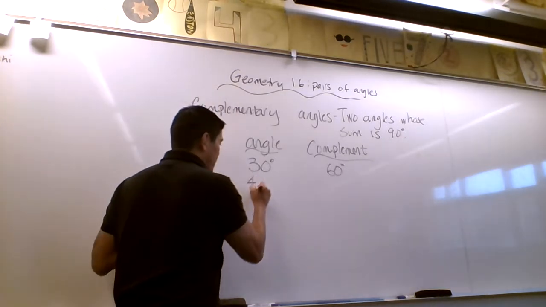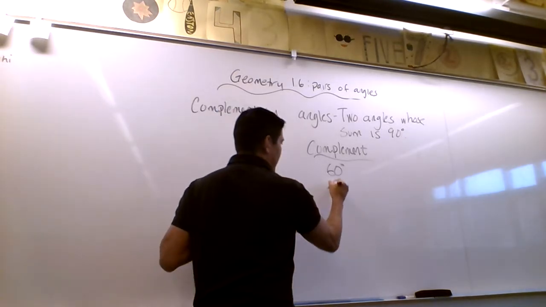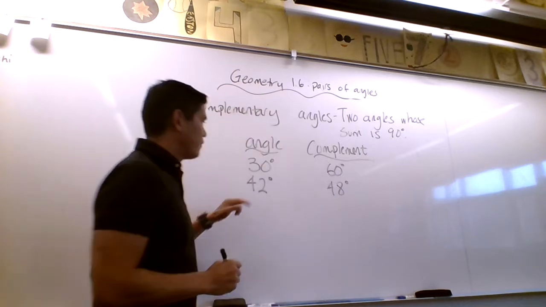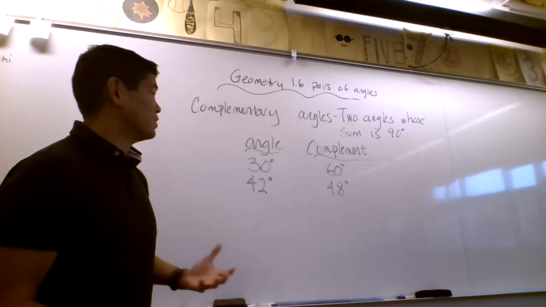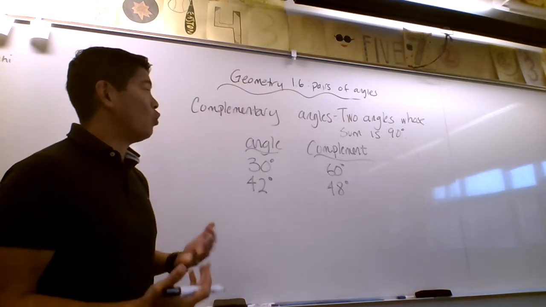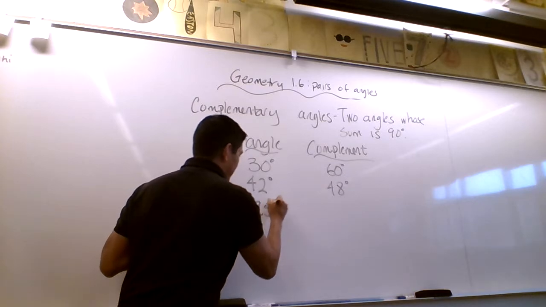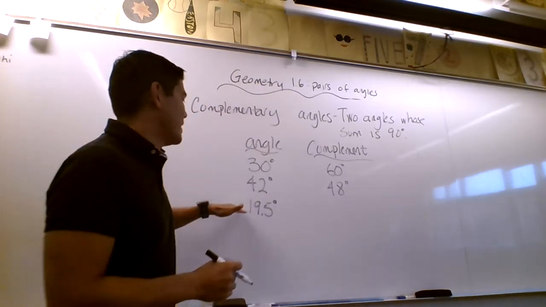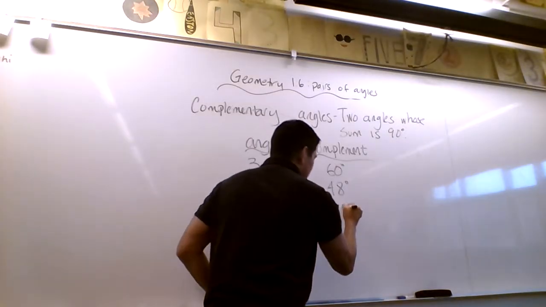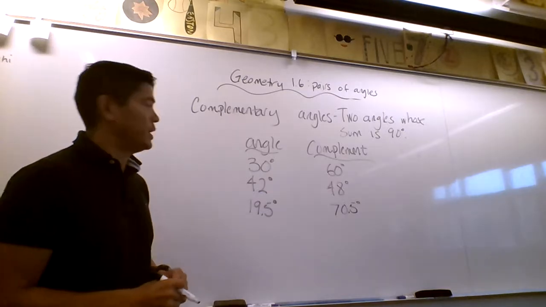Okay? For a 42-degree angle, the complement would be 48 degrees. 42 degrees plus 48 degrees is 90 degrees. An angle does not have to be a whole number of degrees. I could have something like 19.5 degrees and then find the complement of that. So the complement of 19.5 degrees is 70.5 degrees because those two add up to 90 degrees.